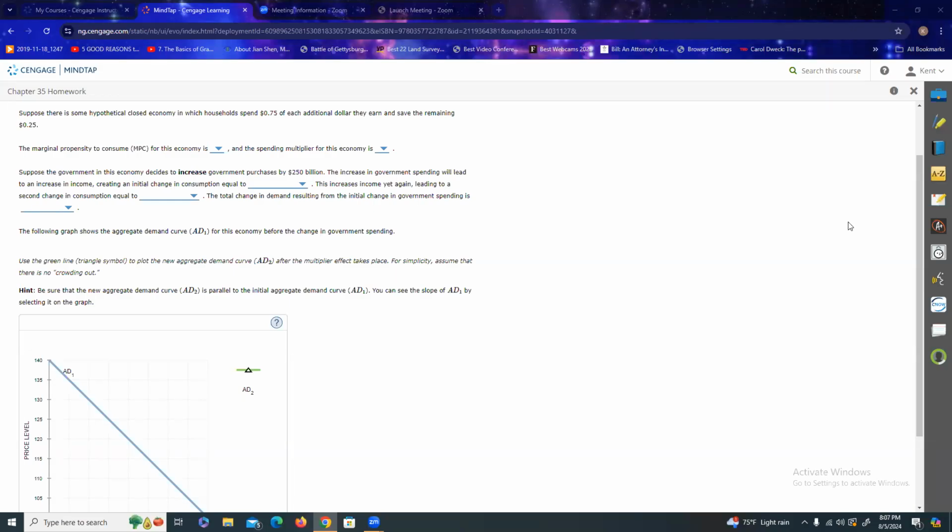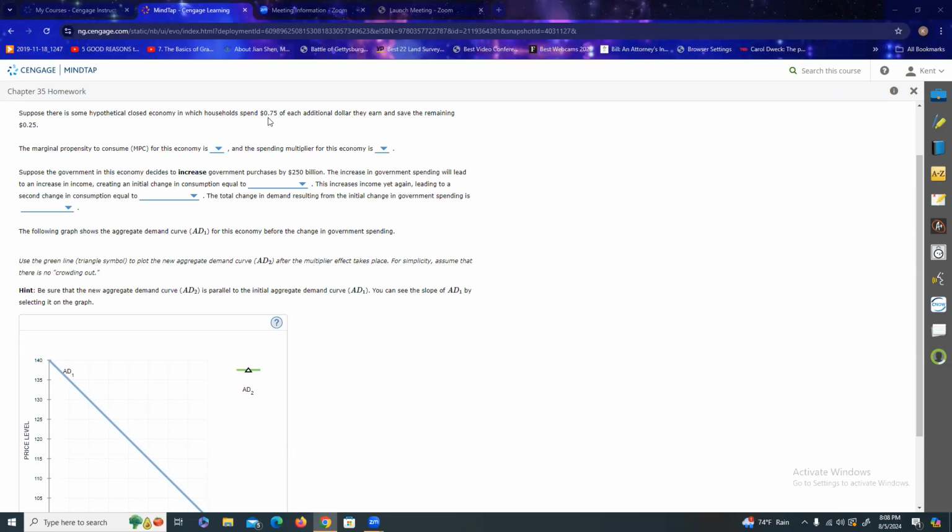Now we're going to do a couple of fiscal policy problems. Here we have a hypothetical closed economy, meaning it doesn't do international trade. Again, that just makes it a little simpler, in which households spend 75 cents of each additional dollar they earn and save the remaining 25 cents.